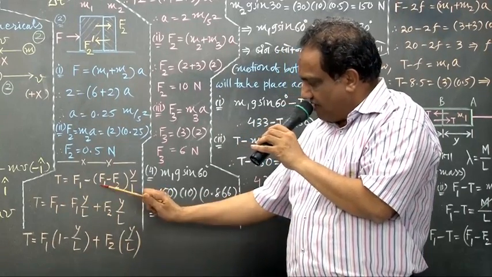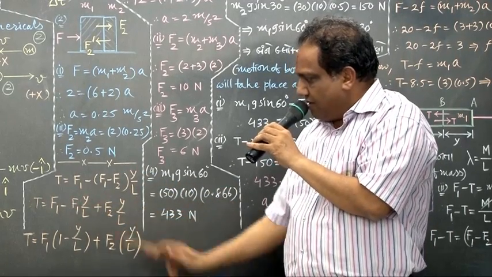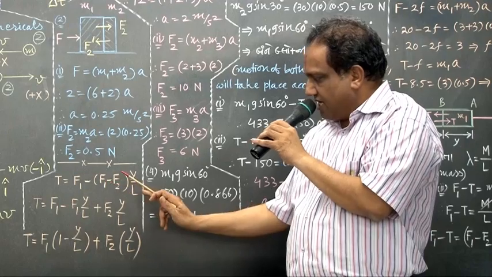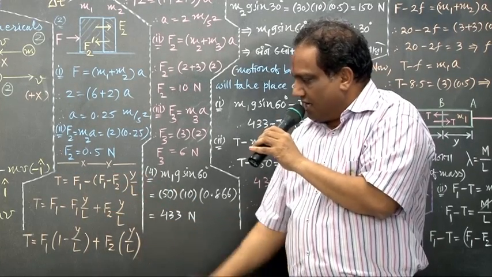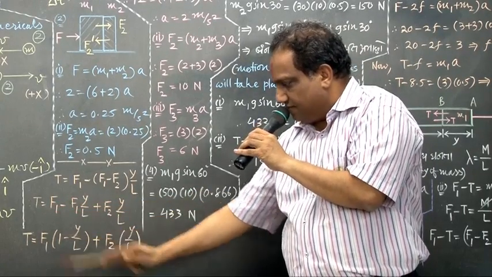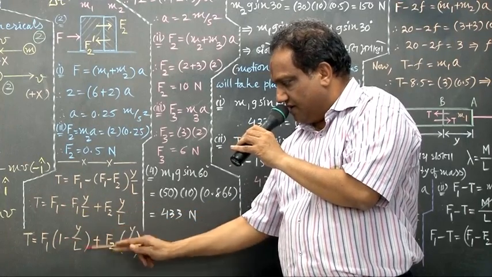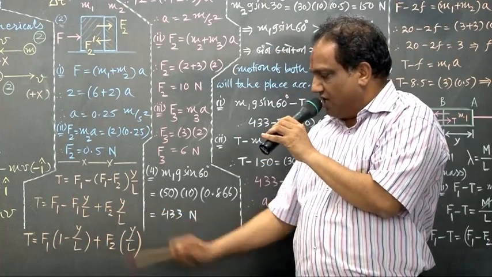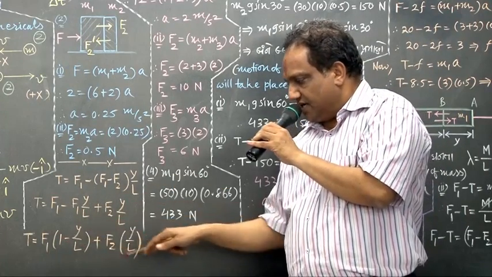Minus F1 into Y upon L. Minus F2... plus F2 Y upon L. Now from the first two terms, I can take F1 common. Inside the bracket, 1 minus Y upon L, and plus F2 into bracket Y upon L. Now look at the final result. Is it the same?